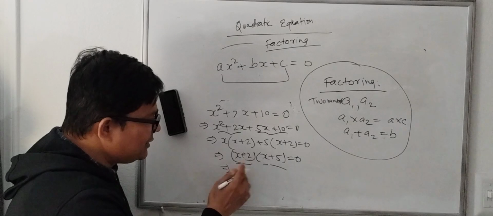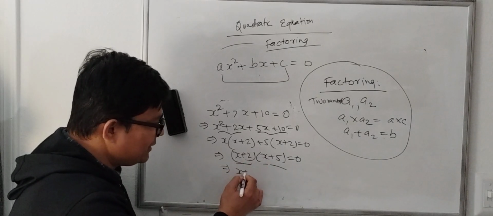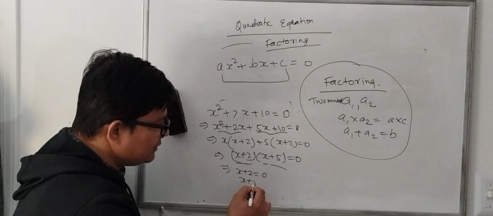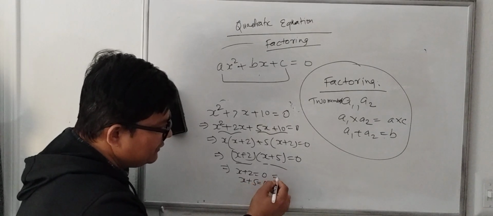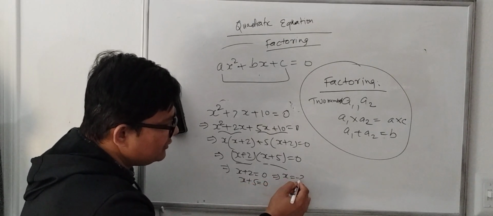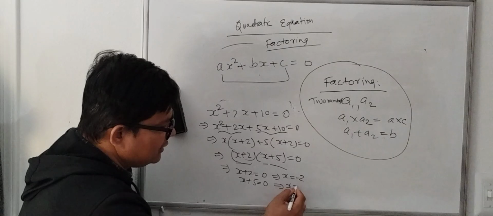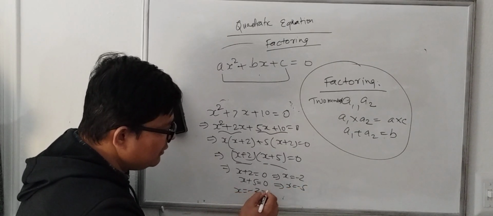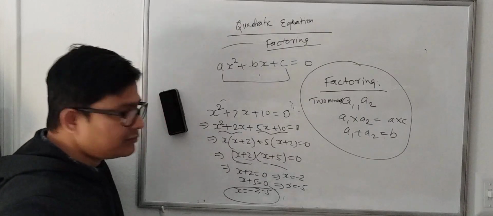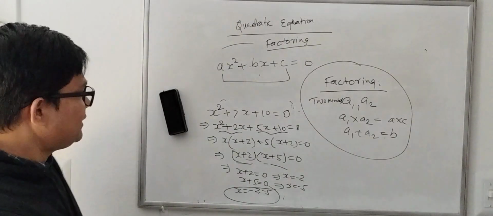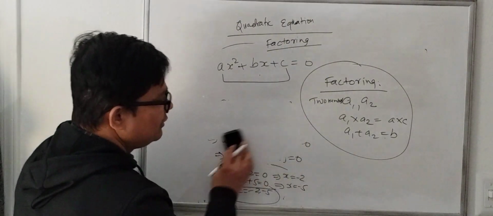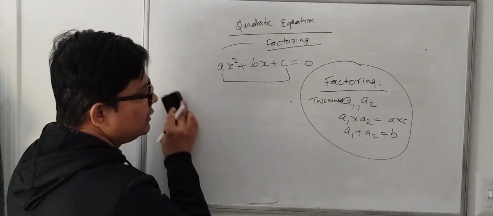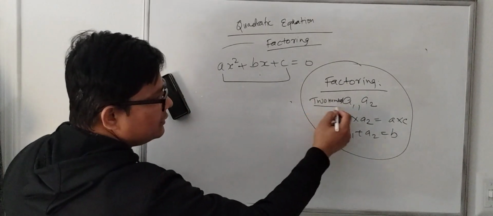Now, if this is true, it means x plus 2 is 0 and or x plus 5 is 0. So which will give me x is equal to minus 2. This will give me x is equal to minus 5. So the answer will be x is equal to minus 2 and minus 5. Got it? Let's take another example so that it will be easy to understand. This is the goal.